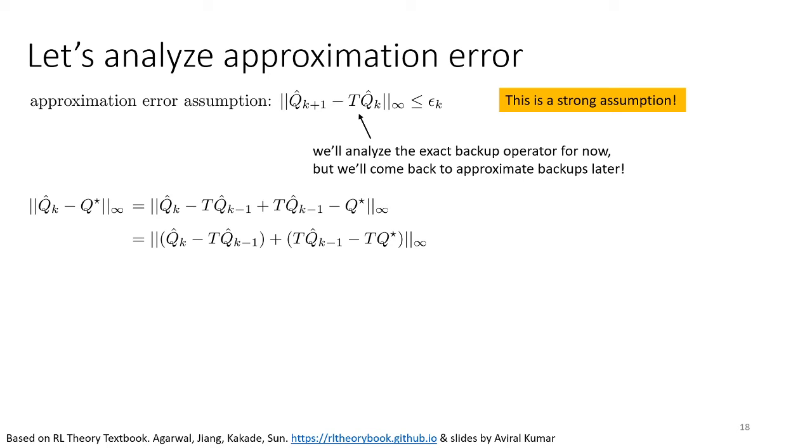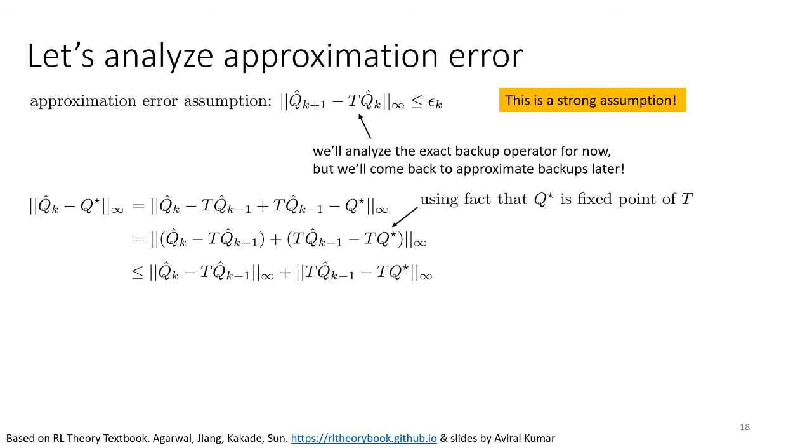And then we have this other term which consists of the backup of q hat k minus 1 minus the backup of q star. Now q star is the fixed point of t, so you can always replace q star with t q star, which is what I did on this line. Okay. And then we'll apply the triangle inequality again to bound the infinity norm of the sum by the sum of their infinity norms. And the first term here, q hat k minus t q hat k minus 1, is just bounded by epsilon k minus 1 by our assumption at the top. The indexing is off by 1, that's why it's k minus 1. So that leaves us with a second term.